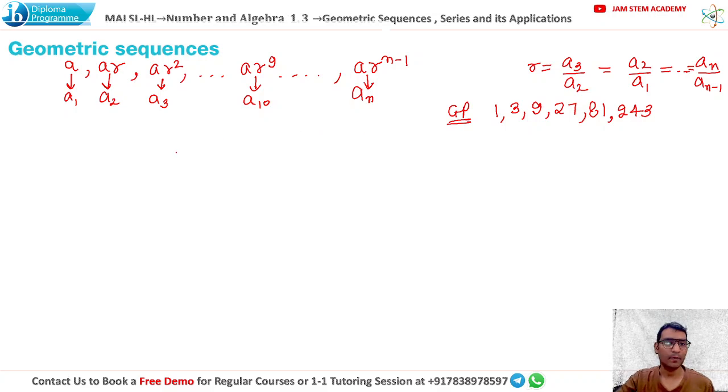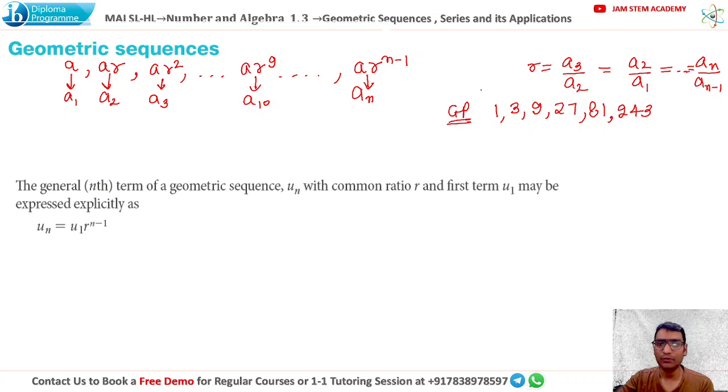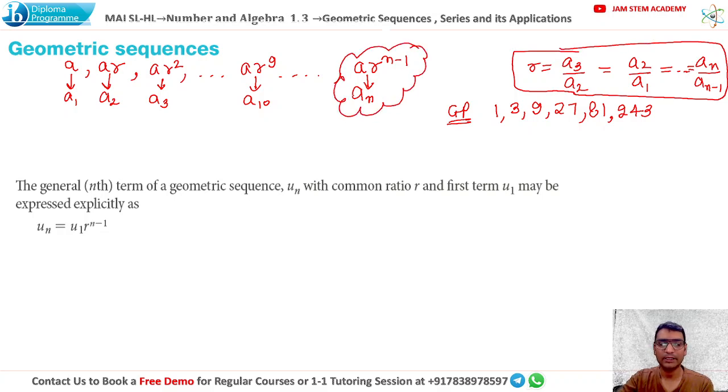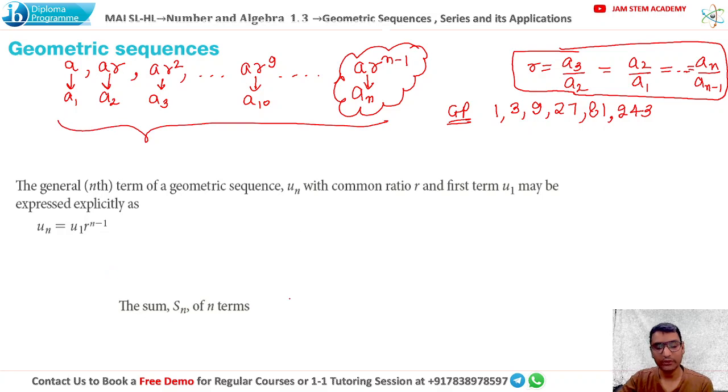Now, the series part. As you all know, in the case of a series, we have to add up all these n terms. So now you have seen how to find the general term and how to find the common ratio, and the general term formula, which is this one. Now, the sum of n terms. Finding the sum of n terms means you want to add up all these. The formula is also given in your handbook.